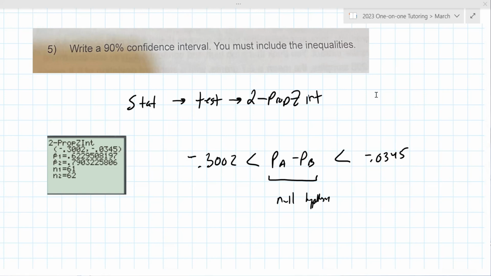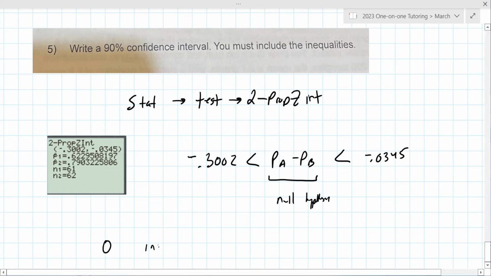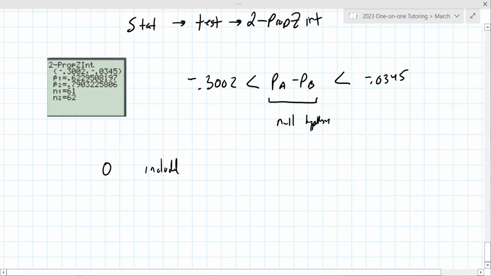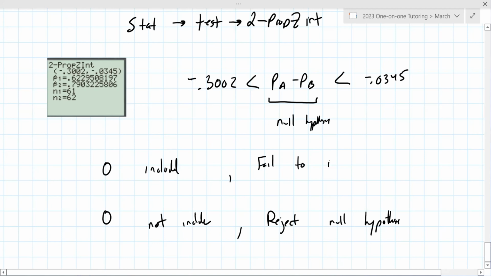All right. Now, when you're looking at this interval, the only thing you care about is whether 0 is included. 0 included or 0 not included. So if 0 is not included, you reject the null hypothesis. When you look at this interval, is 0 included in here? No. So since it's not included, you would reject the null hypothesis. If 0 is included, you fail to reject.